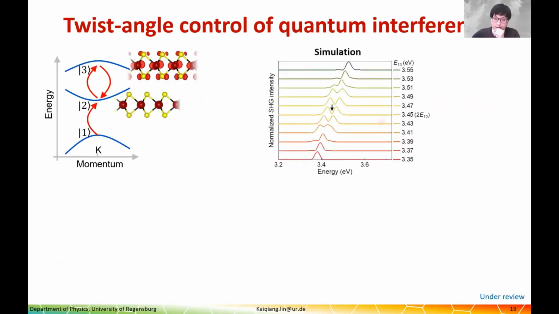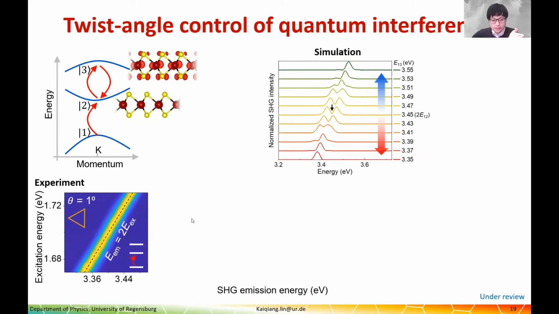With this in hand, we can imagine that when we tune the twist angle, because the second state is fixed but we tune the third state around, then if we break the degeneracy, we will lose the quantum interference, as you can see here in the simulation. But this is an experiment.